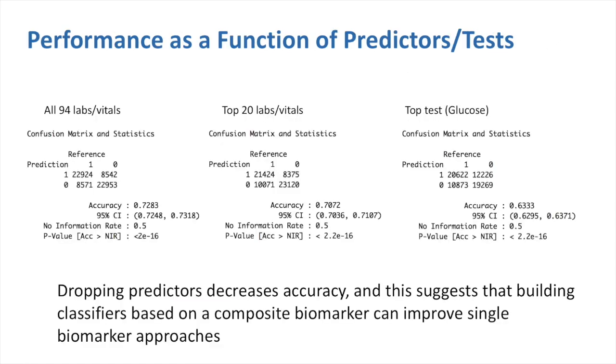We recreated our classifier with different numbers of predictors to determine how changing the number of variables affects our results. We see that dropping the number of predictors seems to reduce the accuracy of our model. This fact suggests that building classifiers based on a composite biomarker set can serve as an improvement over single biomarker approaches.